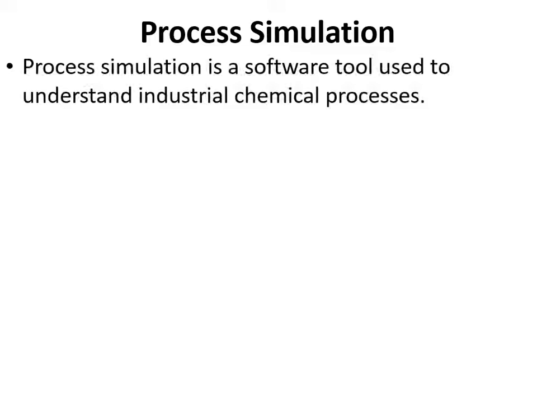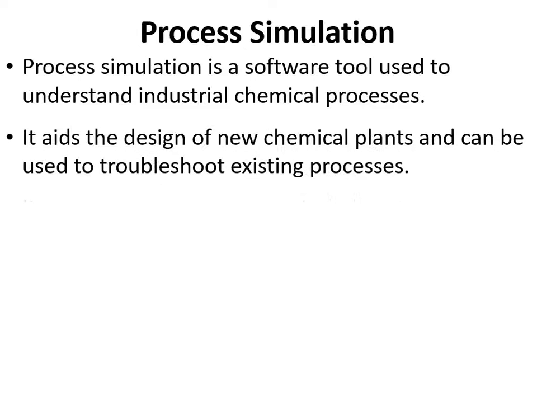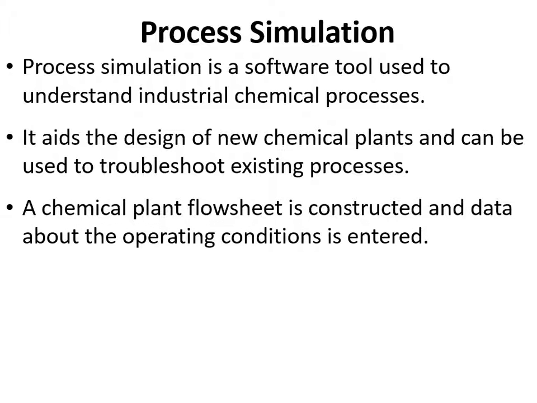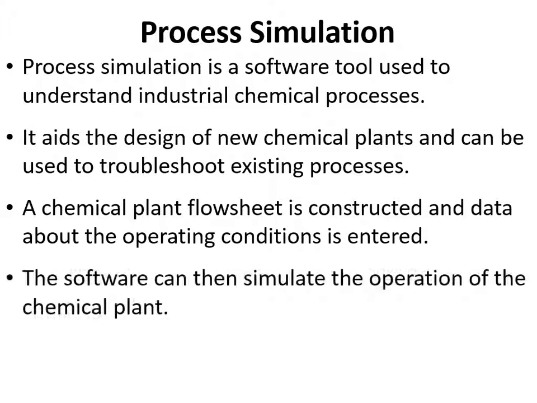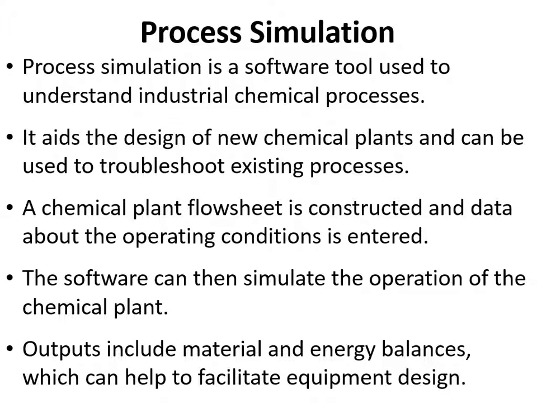So process simulation is a software tool that gets used by chemical engineers to understand industrial chemical processes, and it aids the design of new chemical plants, and it can be used to troubleshoot or optimize existing processes. A chemical plant flow sheet is constructed and data about the operating conditions is entered. The software can then simulate the operation of the chemical plant.